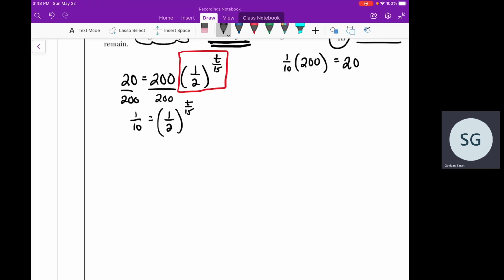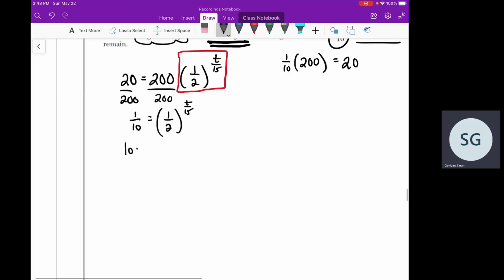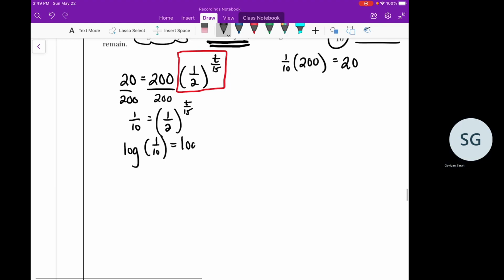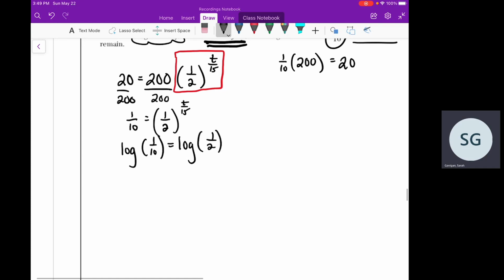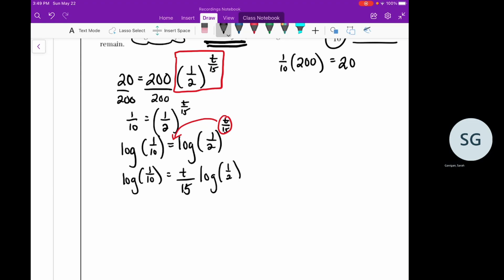Now we're going to use logs because we're solving for a variable in the exponent. I'm going to use the common log. I'll use the natural log, the ln, if I had a base e. I don't. I have a base of 1/2. I took the log of both sides so that will come out front. The exponent comes out front. This I'm just rewriting. I'll have t over 15 times log of 1/2. Again, I'm solving for t, so I'm going to divide by log of 1/2.